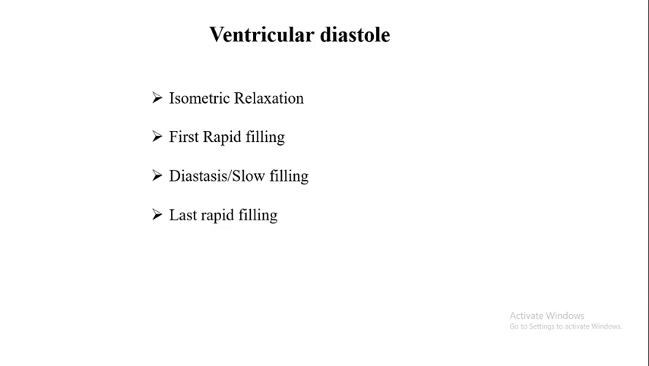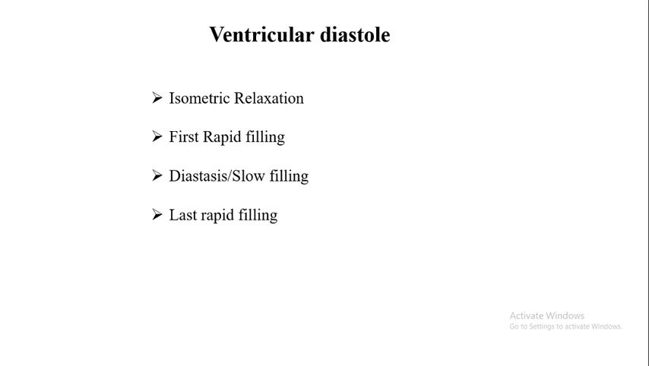So the last phase of ventricular diastole is the rapid filling phase, and this rapid filling phase is due to the second time contraction of auricles. So part of the next cardiac cycle is overlapped in this part. This last rapid filling phase, which is of 0.1 second, due to this rapid rush of blood, again a sound is produced, which is called the fourth heart sound. This fourth heart sound indicates the end of ventricular diastole.